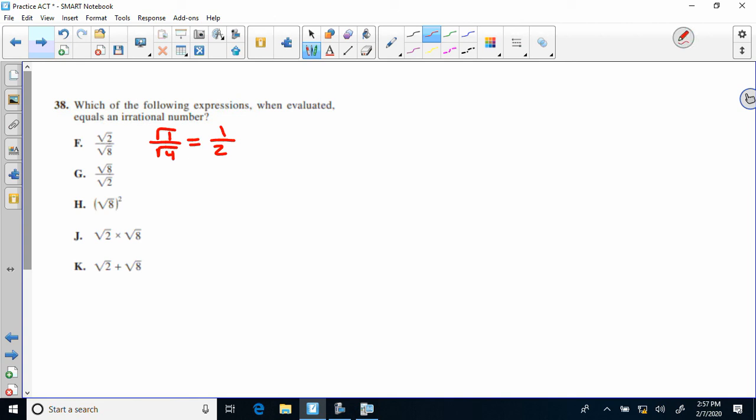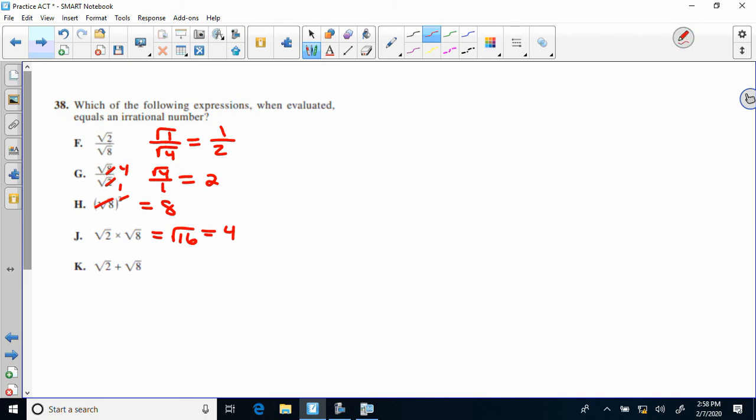I can reduce these as well. 2 will go into itself once, and 2 into 8 4 times, and I get the square root of 4 over 1, which is just 2. Square root of 4 is 2. Square root of 1 is 1. Square root of 8 squared, the square and square root cancel, and that just gives me 8. And so that's a whole number. That's not going on forever and ever. Square root of 2 times square root of 8 is the square root of 16, and the square root of 16 is 4, which is a whole number as well, so that's not irrational.